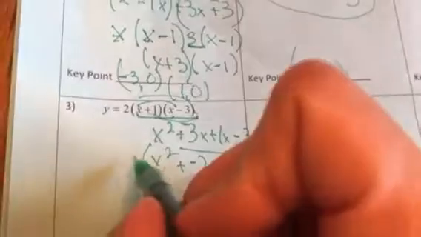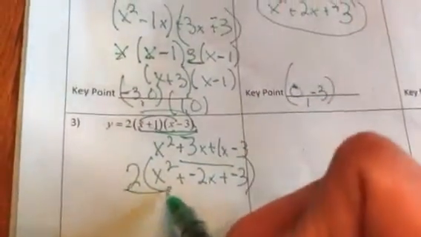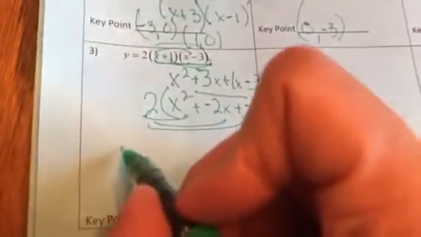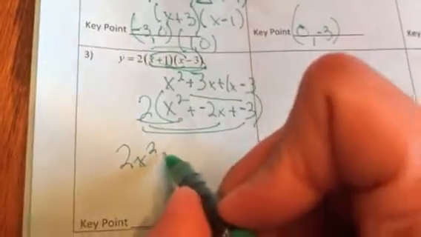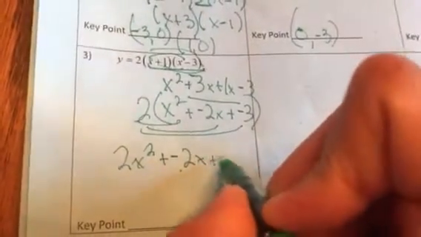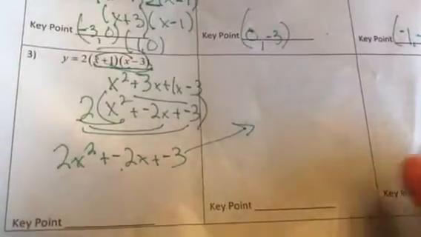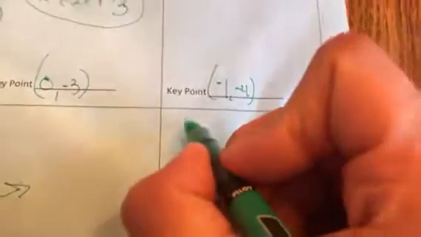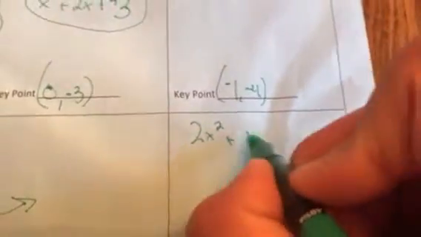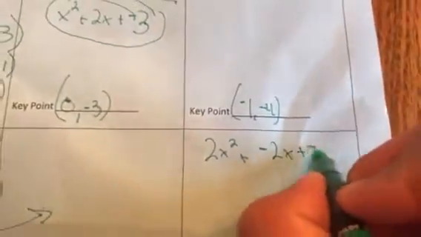And then what still has to multiply, because there's 3 things, I've only multiplied 2 of them, is going to be the 2. And now the 2 is going to meet the neighbors, and we're going to get 2x squared plus negative 2x plus negative 3. So this is my standard form answer. And I'm going to take this and I'm going to complete the square. So I'm going to rewrite it over here. So 2x squared plus negative 2x plus negative 3.